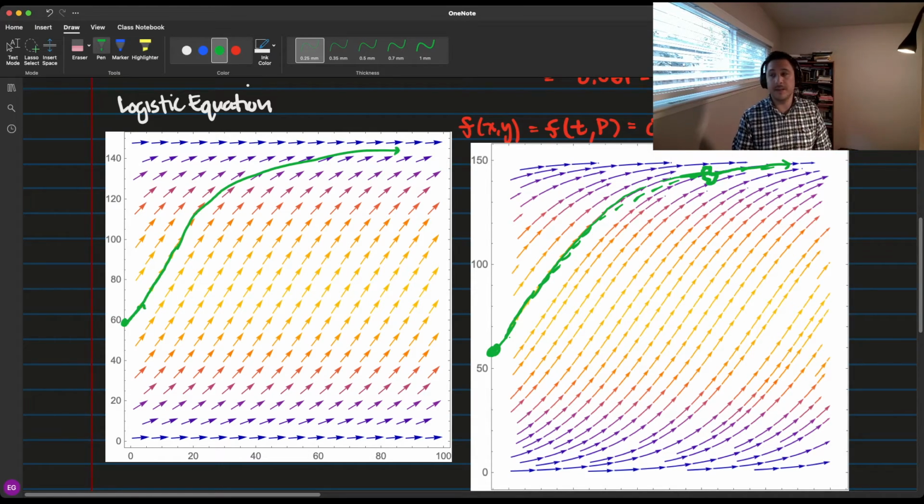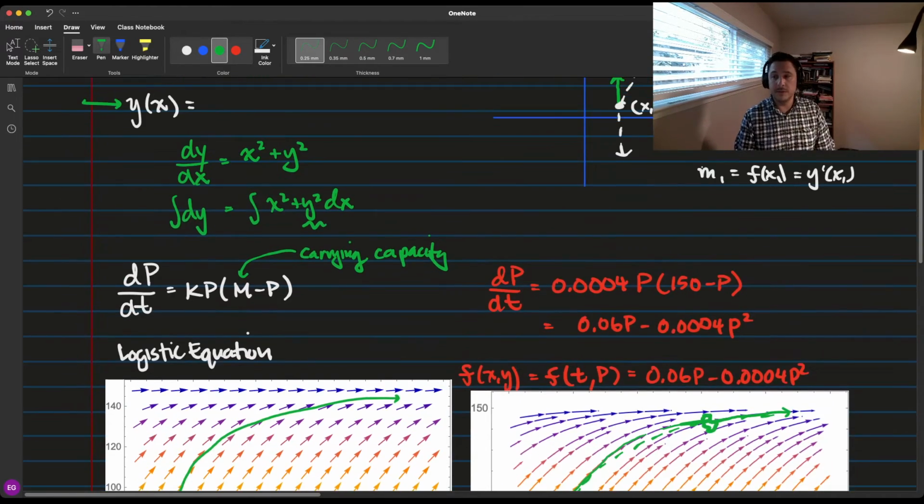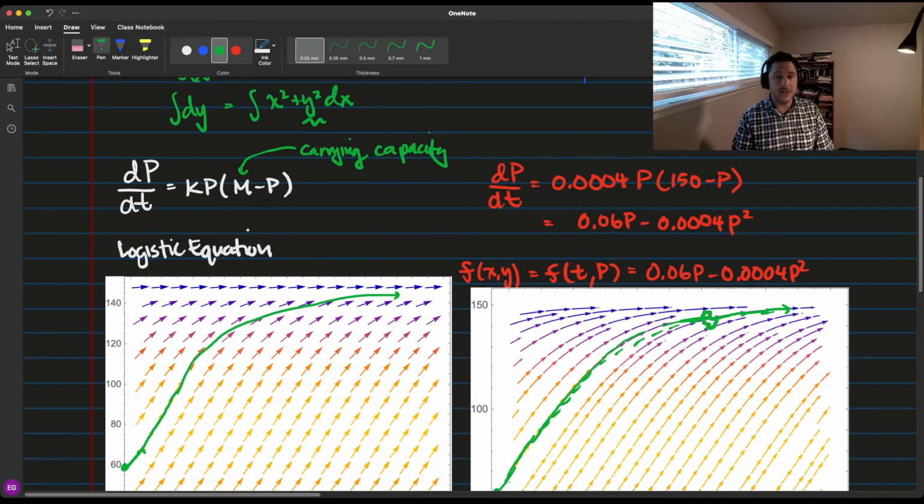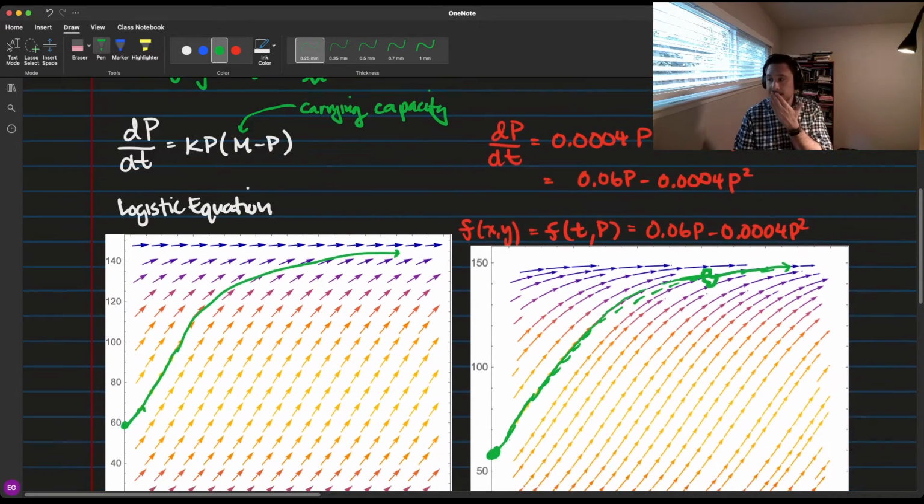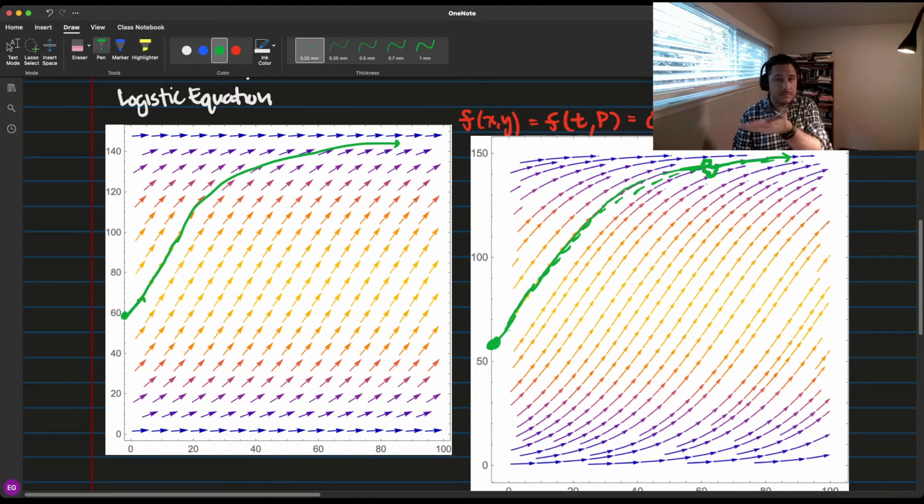So this example was twofold. It showed you about the logistic equation. What is its meaning? And we looked at coming up with an approximate graphical solution by looking at this stream plot or vector plot. You can see we started off at some initial condition. Time was 0, population was 60. You can see over time what happens. It keeps on increasing to 150 more and more slowly.